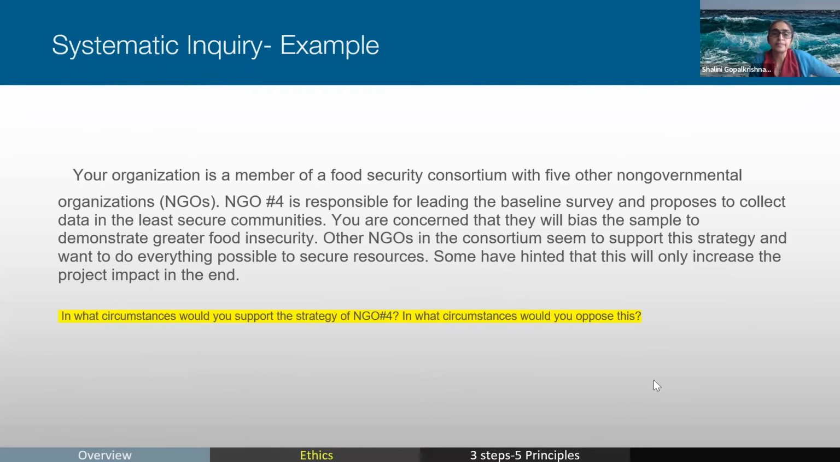So here's an example. Take a minute, read it, and think of the question and answer it. Okay, I'm going to give you a few minutes. Sit down and think.